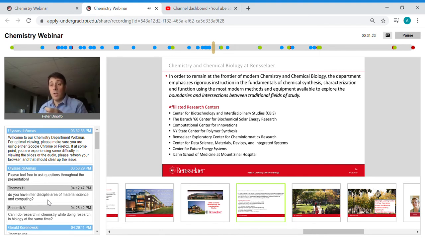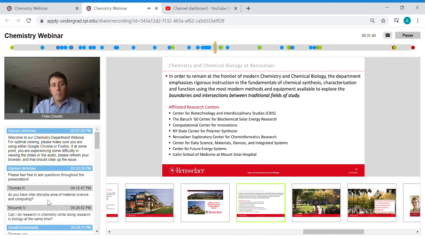RPI has one of the biggest supercomputers in the country, and it's actually the top supercomputer for an academic institute. And again, this is available for students to get trained on and use. I've actually had several undergraduate students using this system over the past.